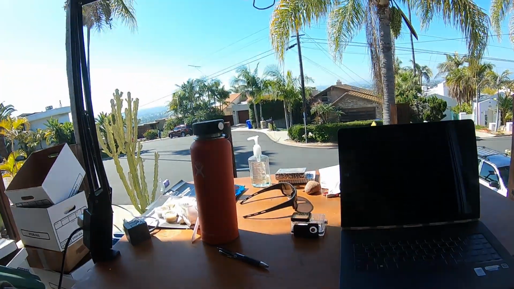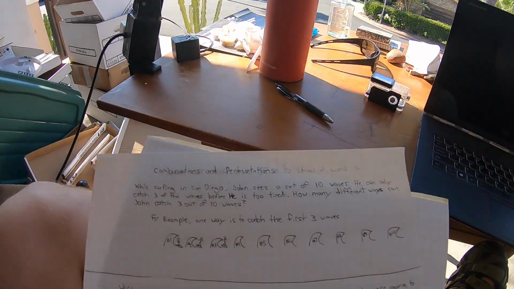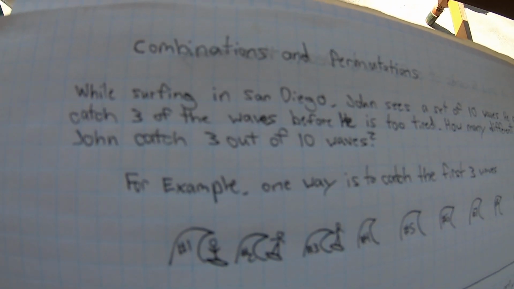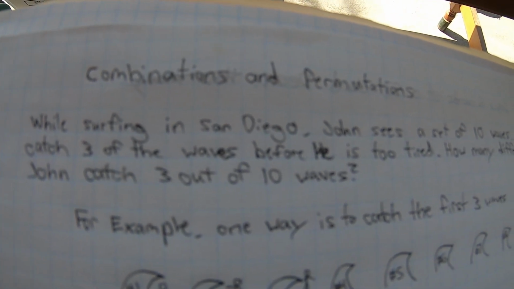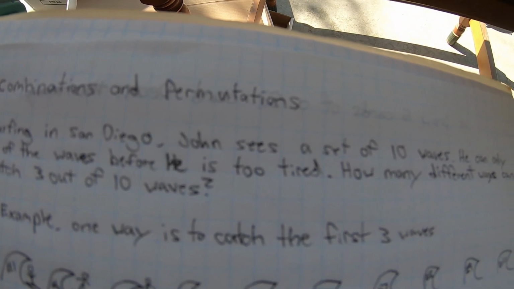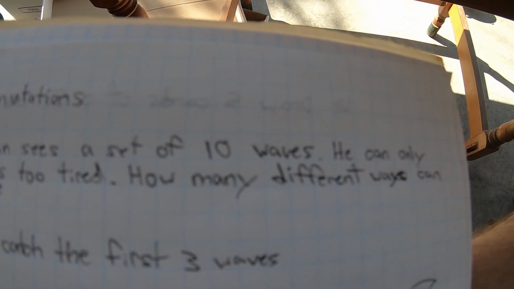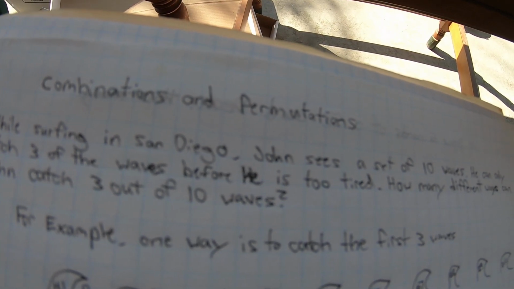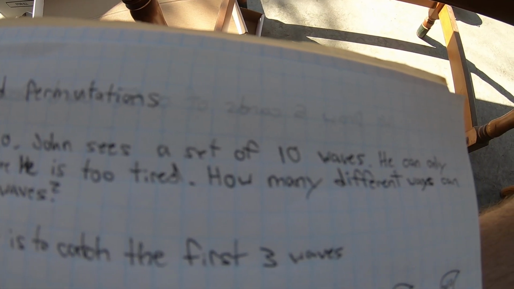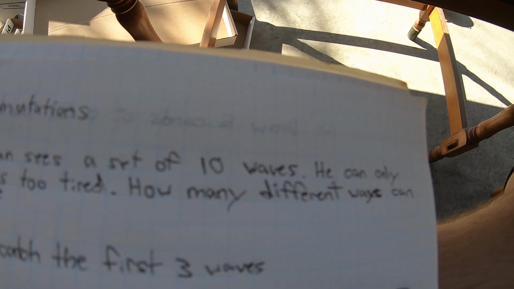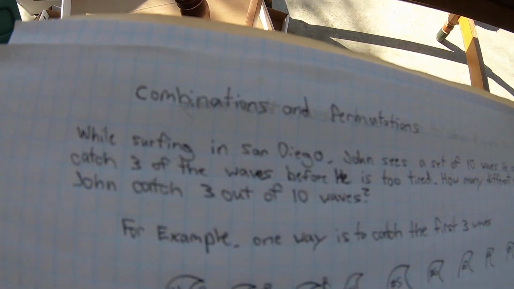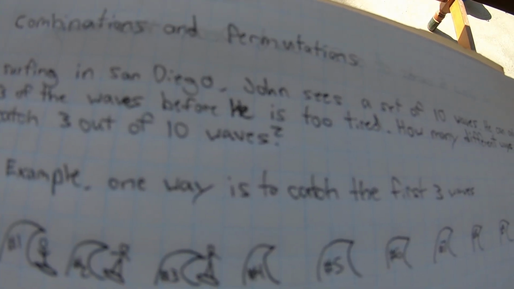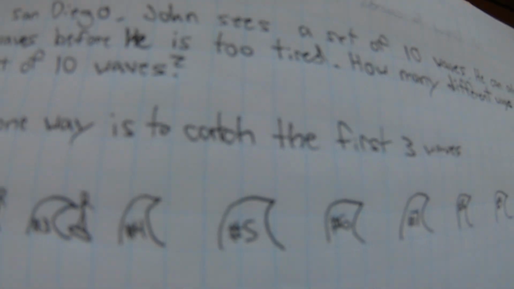So, with that being said, we're going to answer this question. While surfing in San Diego, John sees a set of 10 waves. He can only catch 3 of the waves before he is too tired. How many different ways can John catch 3 out of 10 waves? For example, one way is to catch the first 3 waves.